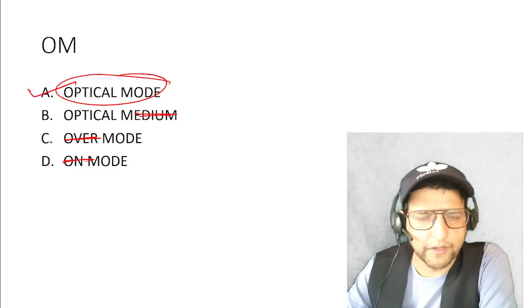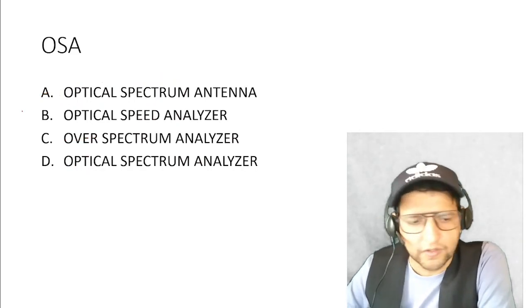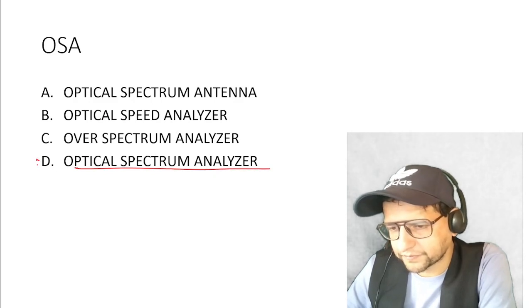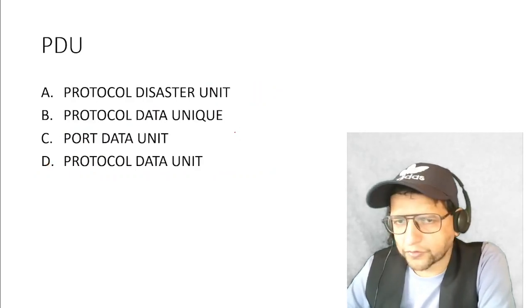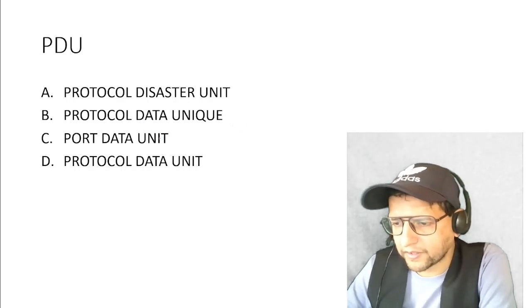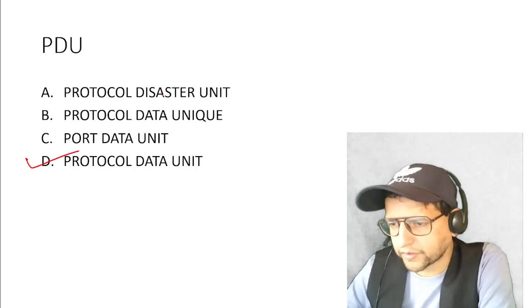You know where you differentiate those fibers based on the core size and the bandwidth. This is your optical spectrum analyzer. Optical spectrum analyzer. It is not antenna. It is not speed. It is not over. PDU is your protocol data unit. So there was a different PDU like power distribution unit. This is a protocol data unit. Not disaster, not unique, not port.